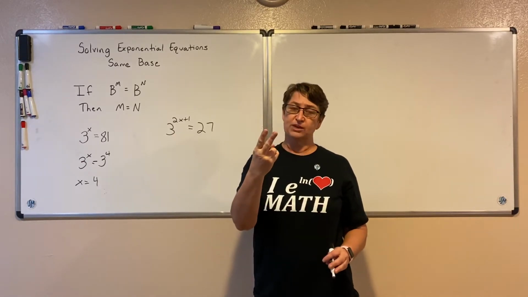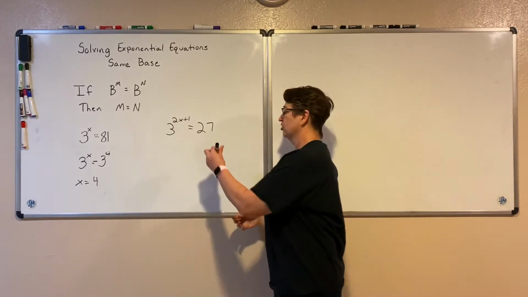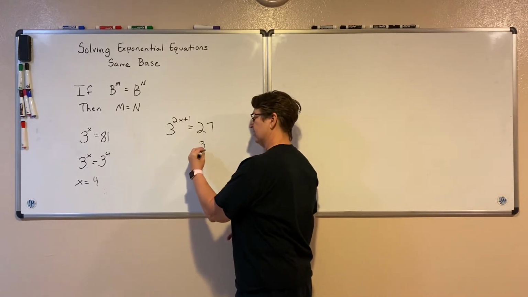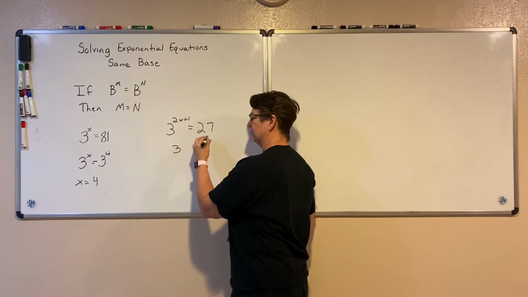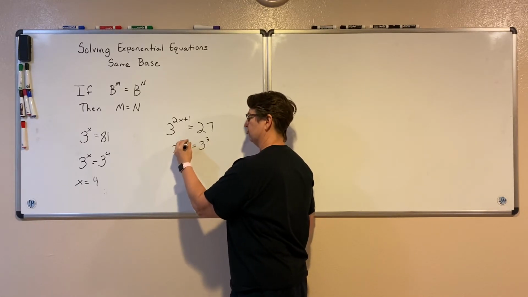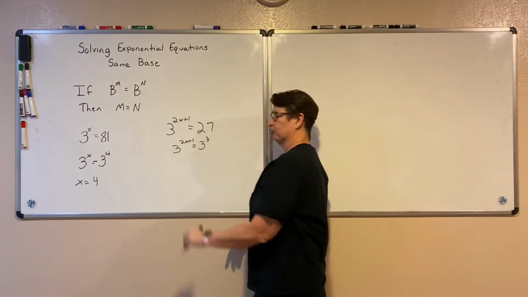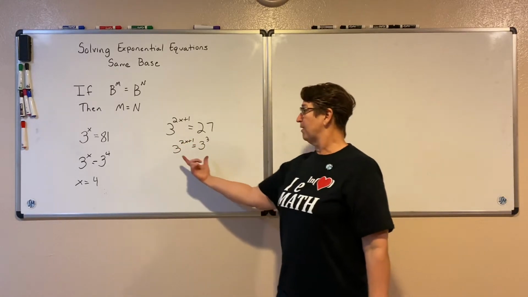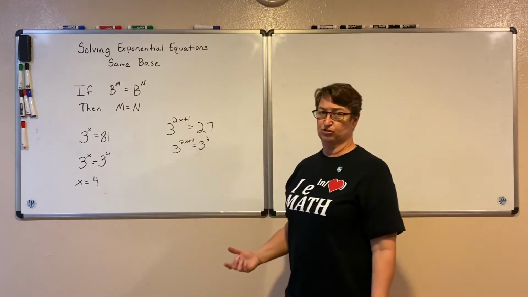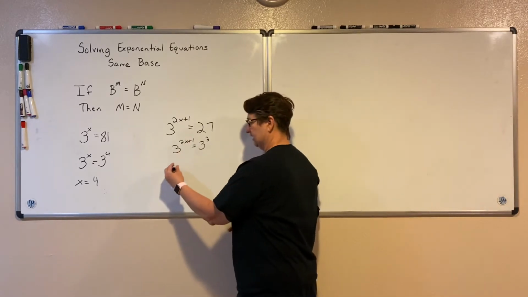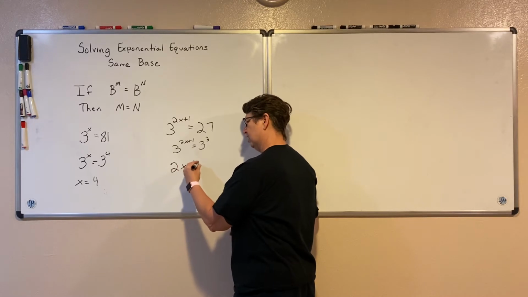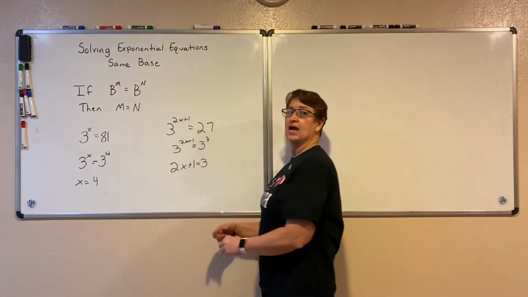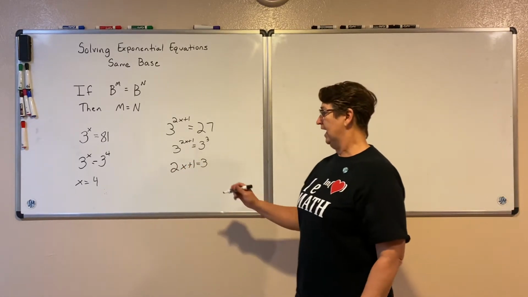Well, 3 times 3 is 9, times 3 is 27. So 27 is the same as 3 to the 3rd power. I'm going to rewrite that as 3 to the 3rd power. 3 to the 2x plus 1 equals 3 cubed. Now that my bases are the same, my exponents must be the same. So I can set those exponents equal to one another. 2x plus 1 is equal to 3. And now I can solve for x.